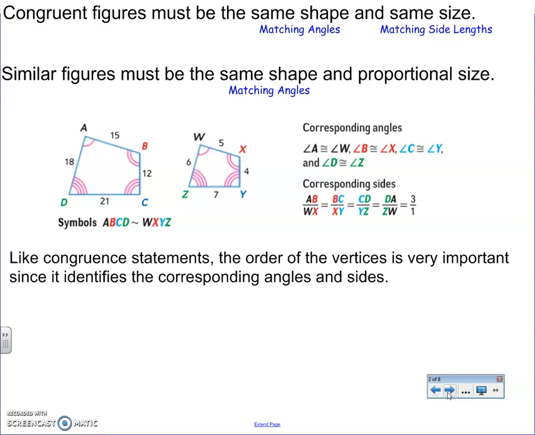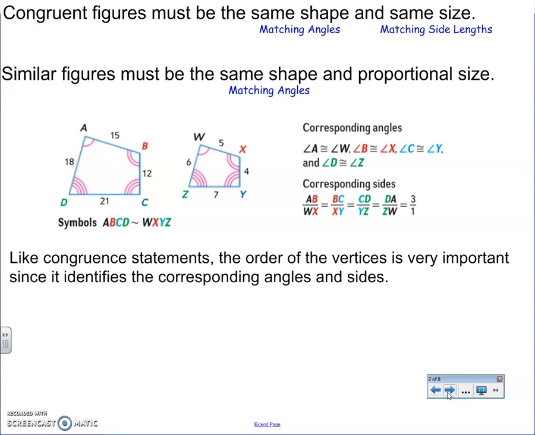Congruent figures must be the same shape and same size. That means matching angles and matching side lengths. Similar figures only have to have the same shape and proportional sizes. So only matching angles, not necessarily the same size side lengths.